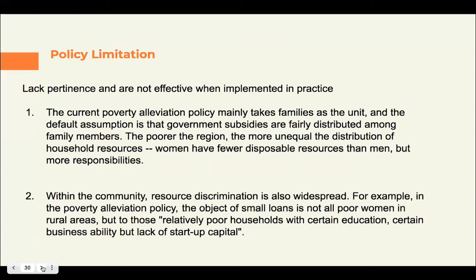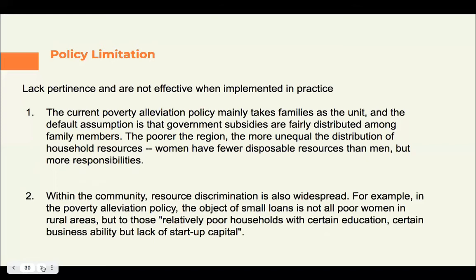So, in conclusion, our government has been vigorously practicing poverty elimination work and has made remarkable achievements, but in women's poverty elimination work, there are still some problems and policy limitations. It lacks pertinence and is not effective when implemented in practice. The current poverty elimination policy mainly takes the family as a unit, and the default assumption is that government subsidies are fairly distributed among family members.